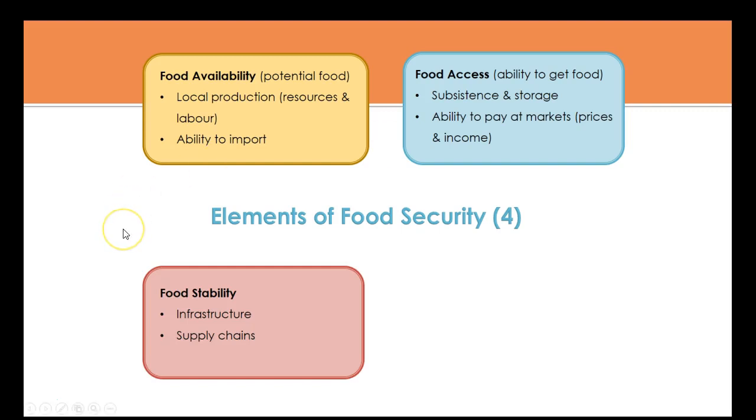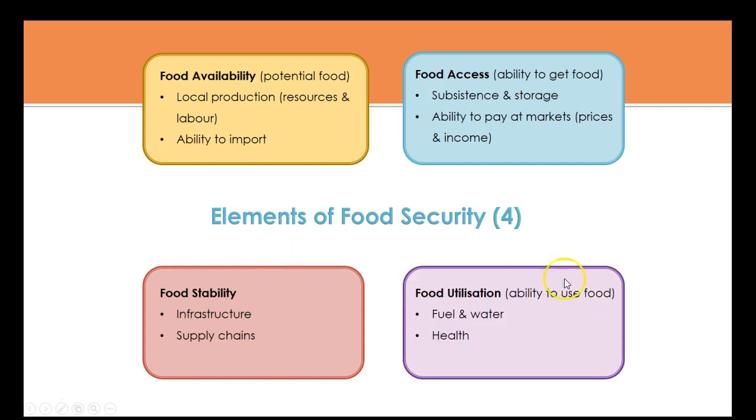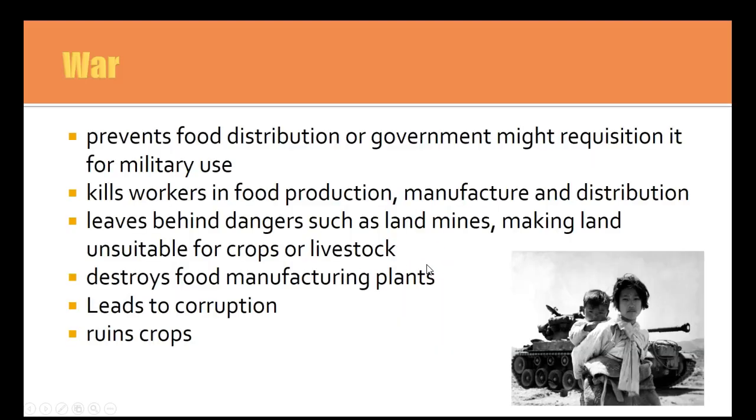So there's also food stability. This actually refers to both hunger and famine. Hunger in that if you can't get food in, then people go hungry. Famine in that if you don't have any infrastructure for getting food into a place, then there will be famine, which is long term. And then there's also food utilization, so the ability to actually use food. So looking at the amount of fuel and water needed for the food, as well as the health of actually using the food. So there are a whole bunch of different factors that impact on food availability, and in that case, hunger and famine.